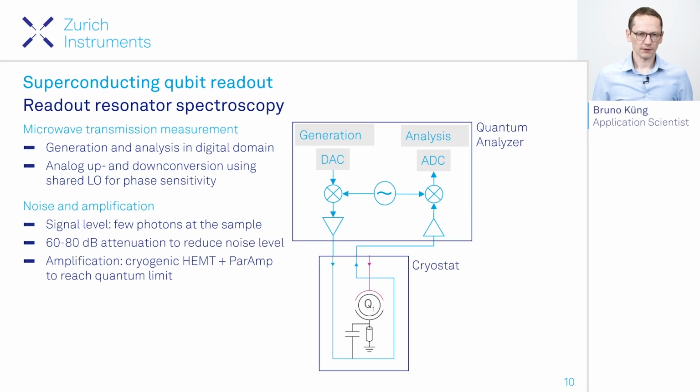Looking first at the resonator spectroscopy, what is it? It is a microwave transmission measurement, and in the SHF-QC, this is done by the quantum analyzer part, which generates and analyzes the necessary signal in the digital domain, and then also up-converts and down-converts that in an analog stage using a shared local oscillator between generation and analysis. This allows us to do a phase-sensitive measurement and get the best phase stability for this measurement as well.